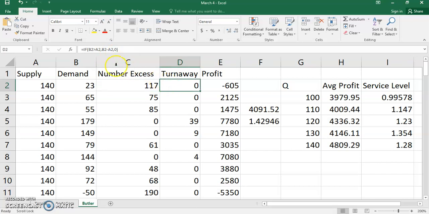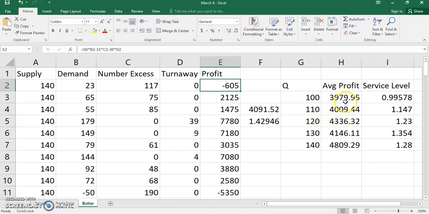As far as my turn away, we're doing something very similar. Now in row 2, there is no turn away because the demand is less than the supply. But let's look at row 5, right? This is saying if demand is larger than supply, then give me the difference for my turn away, otherwise 0. Almost exactly the same as column C, it's just now we're kind of reversing it. For column E, I did that same formula for profit, so 50 times B2, and then minus, B2 is my demand, then minus the excess, minus the turn away.